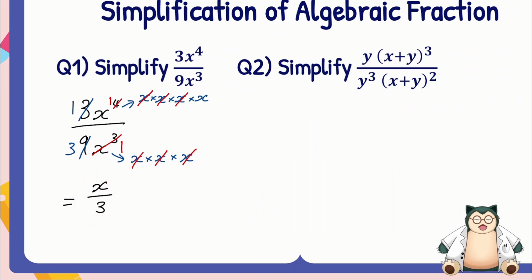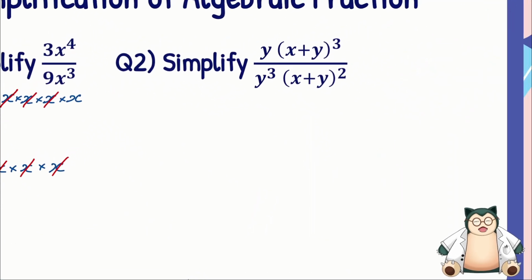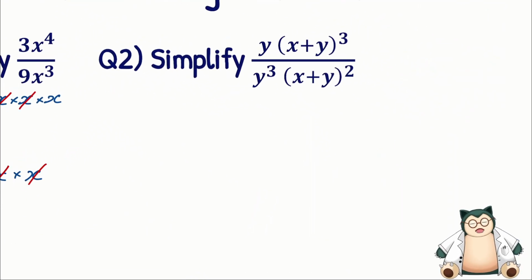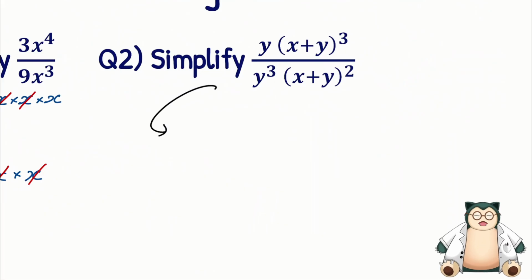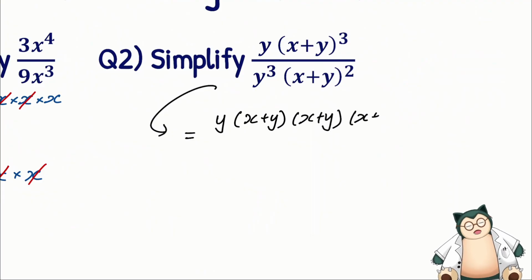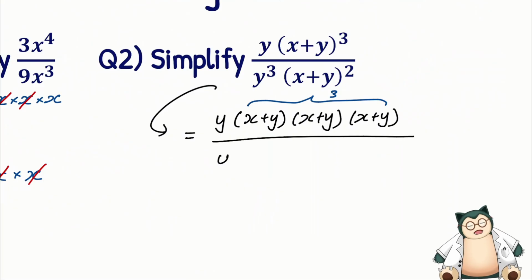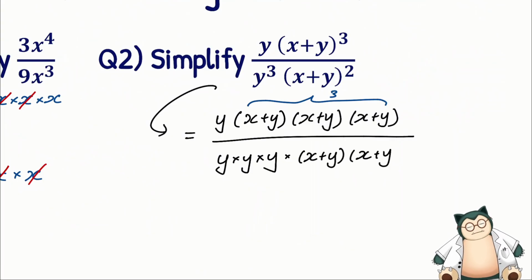Now let's do the same for the second question. We have y times (x plus y) cubed over y cubed times (x plus y) squared. Let me show you the long method first. The first thing we're going to do is expand out everything. What we're going to have is y times (x plus y) times (x plus y) times (x plus y), in total 3 times, over y times y times y, and then we have (x plus y) times (x plus y).